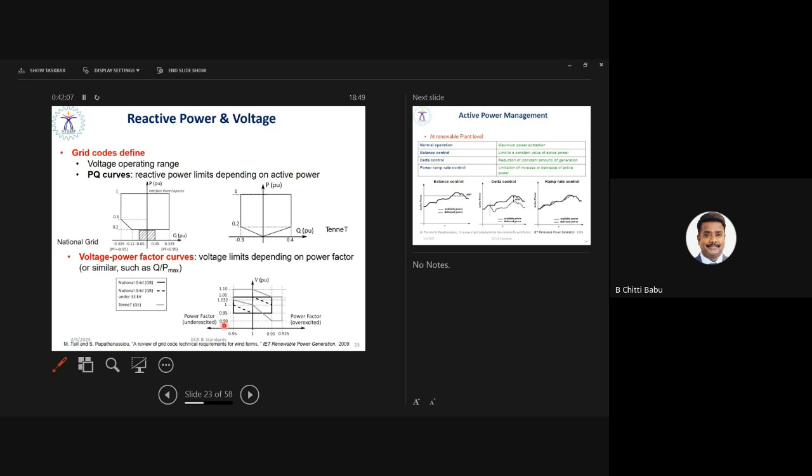Similarly, on this side, if there is under excitation and the power factor is less than 0.95, of course it absorbs reactive power. That is why the power factor becomes negative, meaning lagging power factor. But again, you bring the power factor back to unity, as you use the under excitation, so that you are able to maintain the voltage profile constant.